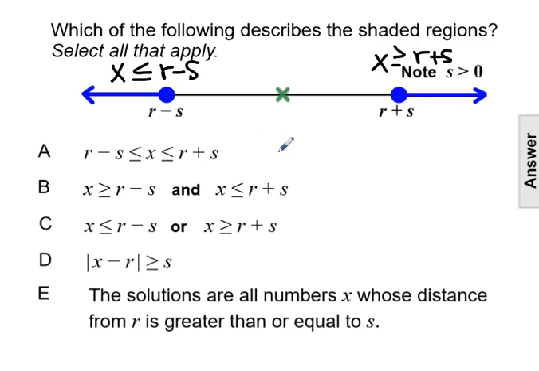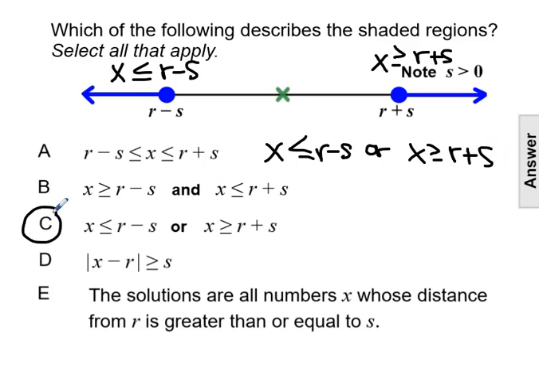So if we have their union, we have an or compound inequality. We have x is less than or equal to r minus s, or x is greater than or equal to r plus s. Choice C. It's not an and inequality like A and B. It's not an intersection. It's an or inequality.